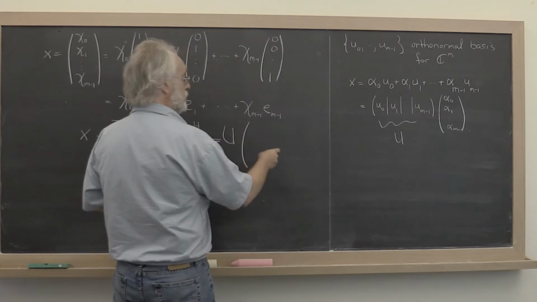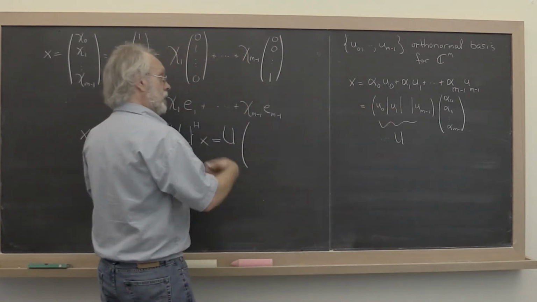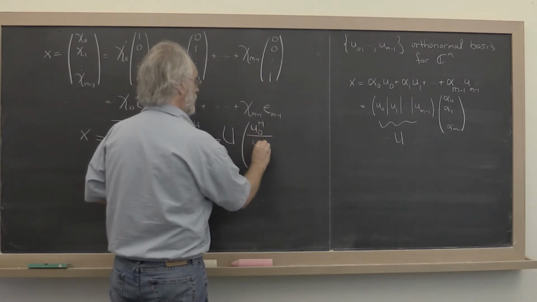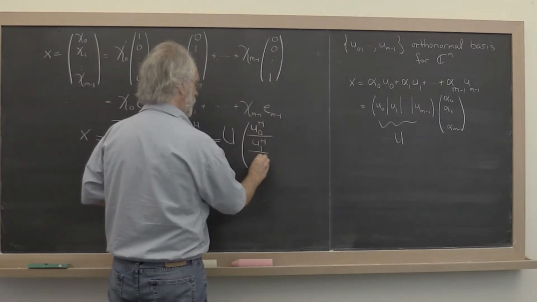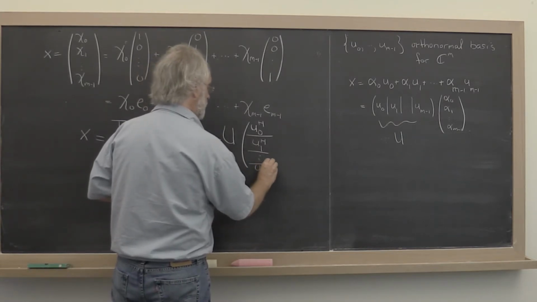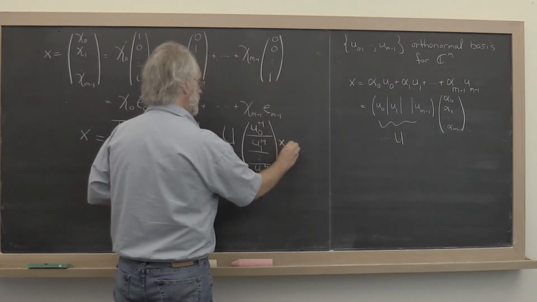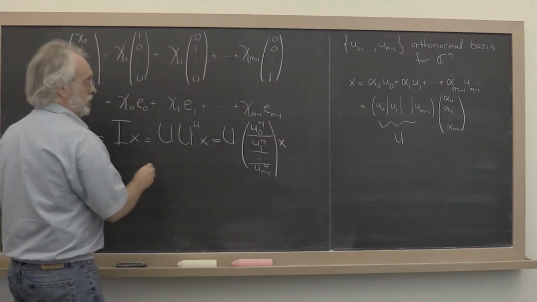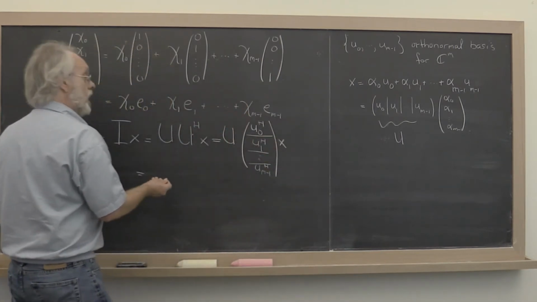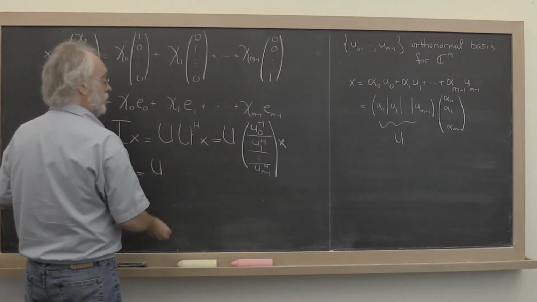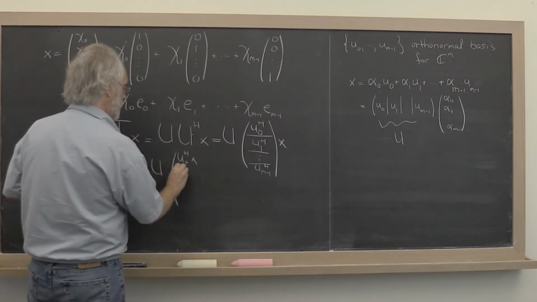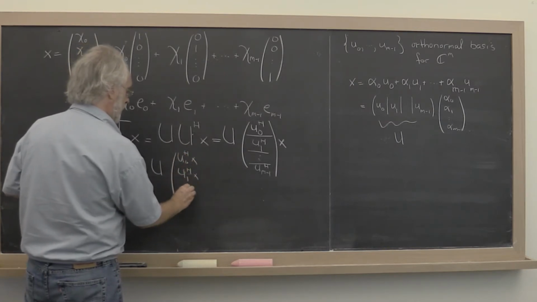Now we can go into a little bit more detail and say, well, that's just equal to U times the matrix U written as its columns but transposed. So that gives us u0 Hermitian transpose as the first row, u1 Hermitian transpose as the second row, and so forth, um minus 1 Hermitian transpose, times the vector x. And that we know because we know how to multiply partitioned matrices times a vector. That's just equal to U times the vector u0 Hermitian x, u1 Hermitian x, and so forth.